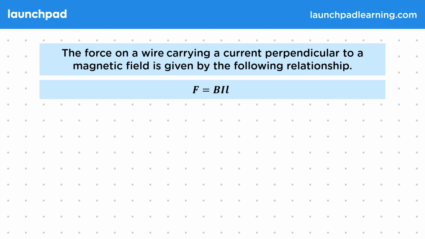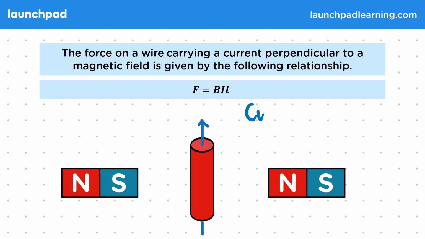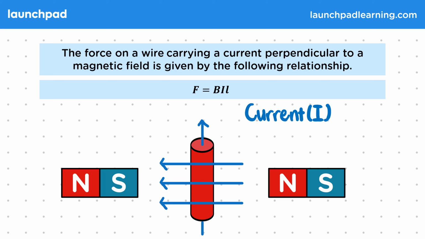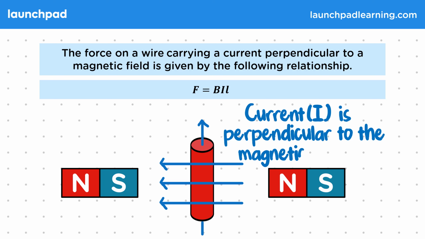Let's see how we'd identify these variables in a simple motor effect demonstration. Here we have a wire carrying a current in this direction. Then we have two bar magnets either side of it, creating a magnetic field in this direction. Importantly, this setup means the current is perpendicular to the field, which is required to use this equation. Technically, we could adapt the equation for when these are at any angle to each other, but you won't need to know about this at GCSE.